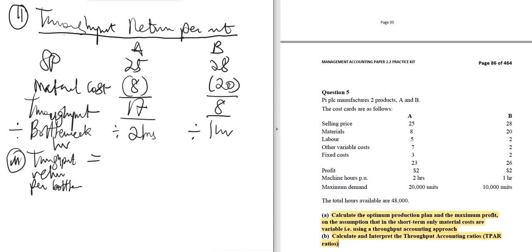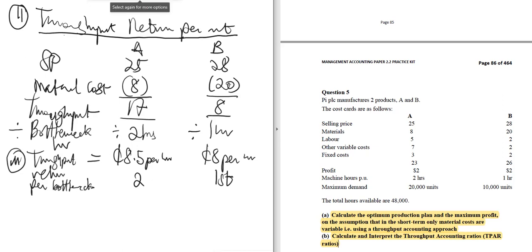So at this stage, you have 2 options. You can just calculate the throughput return per bottleneck and rank. It works, right? So now that you have this, 17 divided by 2 gives us 8.5 per hour. So for every hour, you make 8 cedis 50 per every machine hour used. And here you make 8 cedis per every machine hour used. So if you are ranking, A becomes the first in ranking, sorry, A becomes the first in ranking, and B becomes the second in ranking.